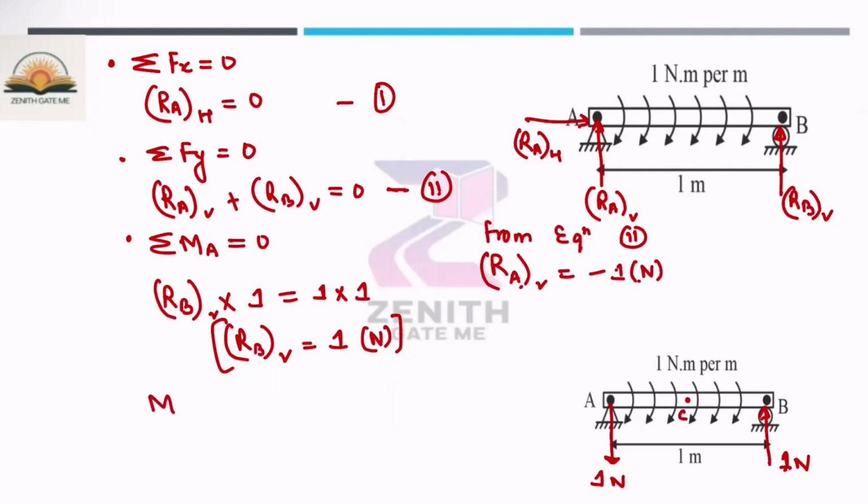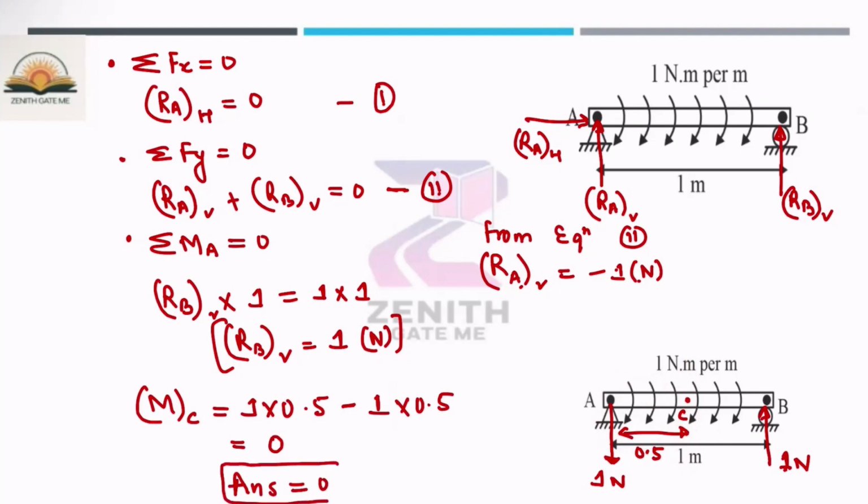The bending moment at C is 1 into 0.5, which is anti-clockwise, because this distance is 0.5. At the midpoint, the distance is 0.5 only. So minus 1, distributed throughout the length, means the length I am taking as 0.5, again 1 into 0.5. Now if you solve, you will get 0. So what is the correct answer for this question? The correct answer for this question is 0.